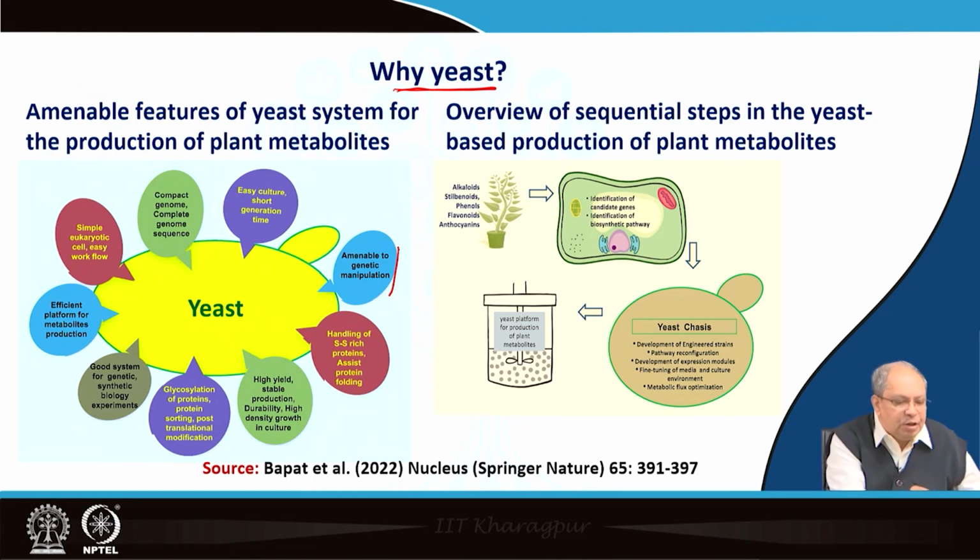Genome sequence information is available, and in the past there is evidence that yeasts produce several proteins in stable amounts. Not only that, they efficiently take the job of doing post-translational modification of the protein, so that the enzyme protein will be active for catalyzing the biochemical reactions involving the formation of natural products. So, it is known to be a good platform for metabolite production.